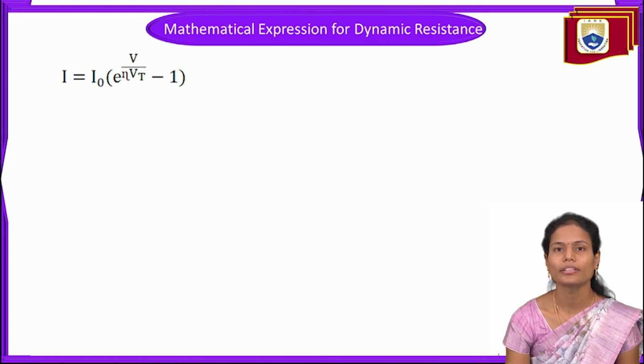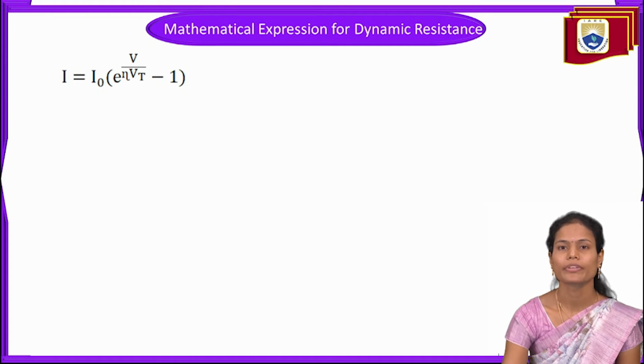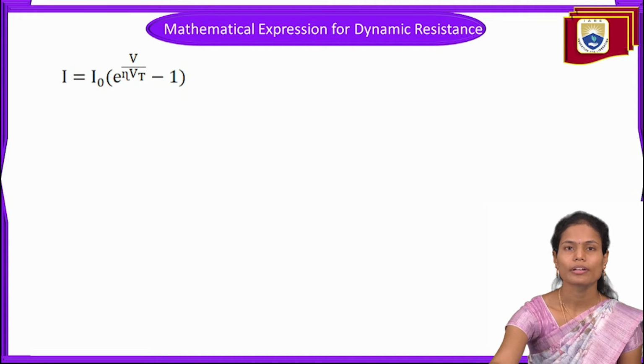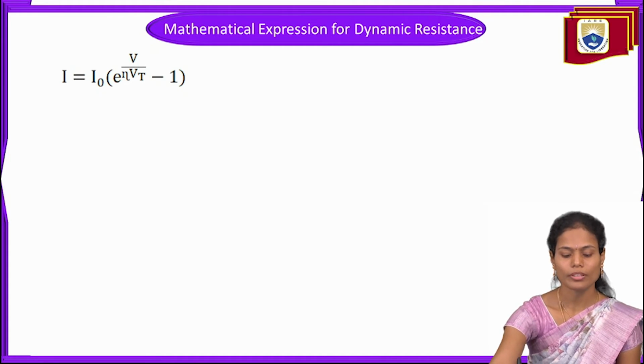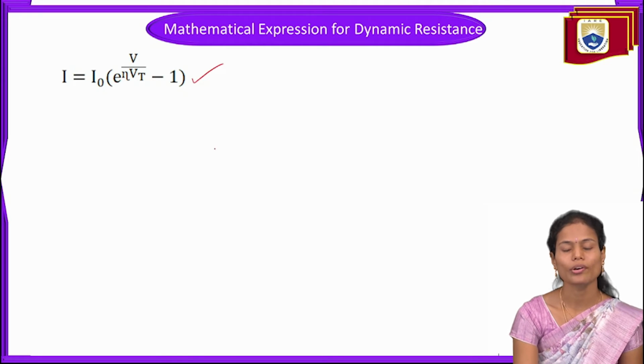And if you want to find the expression for the dynamic resistance of the diode, I am going to utilize the diode current equation here. In the diode current equation, we have taken I equal to I naught into e power V by eta Vt. Here the dynamic resistance is the reciprocal of the slope of the VI characteristics of the PN junction diode.